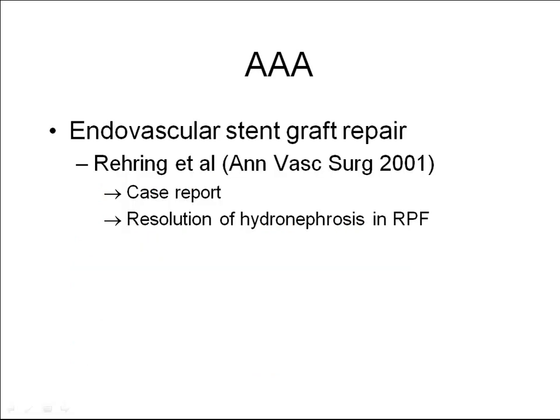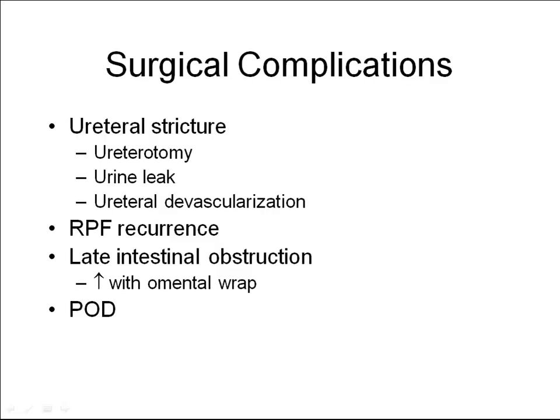Finally, endovascular stent graft repair was described in a case report by Raring et al. in 2001, with spontaneous resolution of hydronephrosis in a patient with ureteric obstruction subsequent to RPF. Complications of surgery include ureteral stricture related to ureterotomy at the time of surgery, urine leak, ureteral devascularization, recurrence of retroperitoneal fibrosis, late intestinal obstruction, which, as I mentioned, is more common in patients who undergo omental wrapping of the ureter, and post-obstructive diuresis.